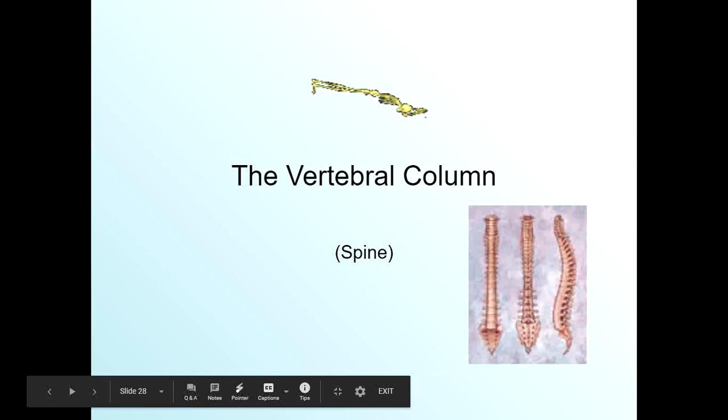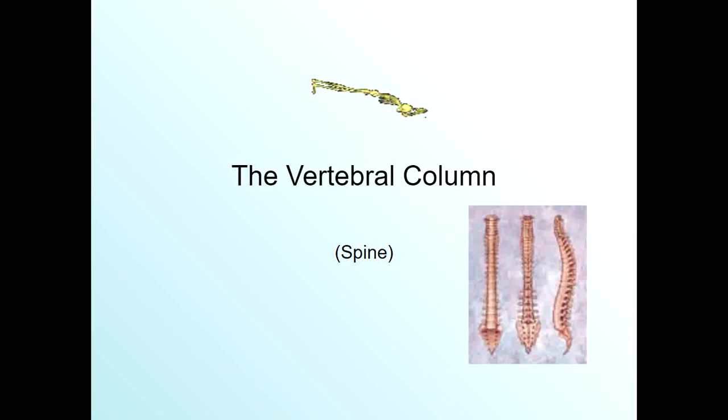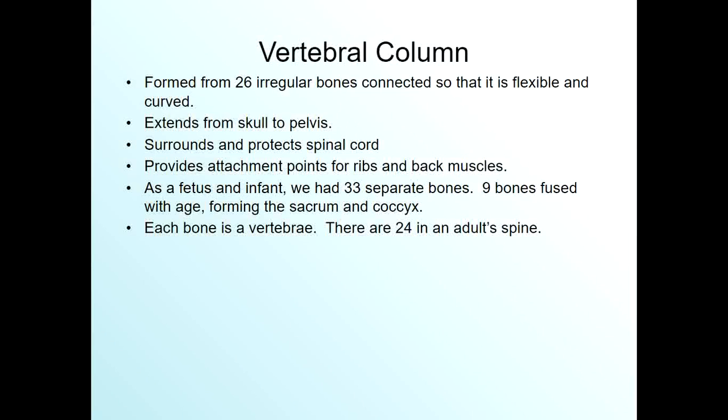So today's lecture is going to be about the vertebral column, also known as the spine. The vertebral column is formed from 26 irregular bones that are connected in a way that allows us to have a lot of flexibility. Our vertebral column actually has an S-shaped curve, and that's what allows us to stand upright and be able to walk without falling on our face.